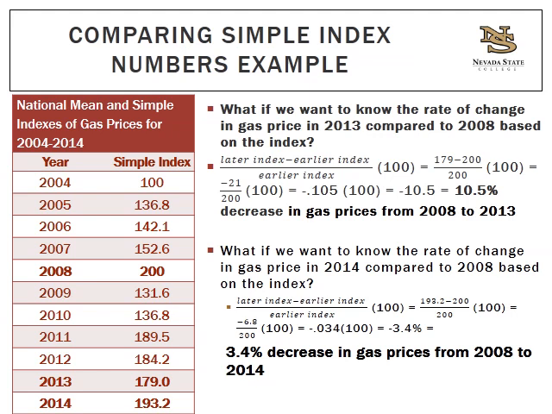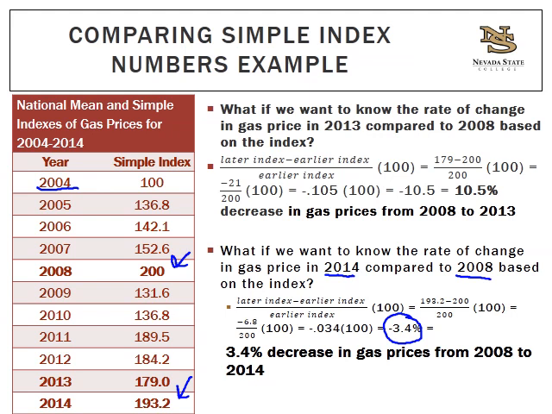Now let me show you another example. So now let's say we want to know the rate of change in gas prices in 2014 compared to 2008. So as before we were comparing 2008 to 2013, now we're comparing 2008 to 2014. And again, we have a situation where neither one of these years is the base period, which happens to be 2004. So again, you would take the later index, so for 2014, and you would subtract the earlier index, so 2008, then divide by the earlier index from 2008, multiply by 100, and you get this value right here. So you could actually see that there was a 3.4 decrease in gas prices from 2008 to 2014.